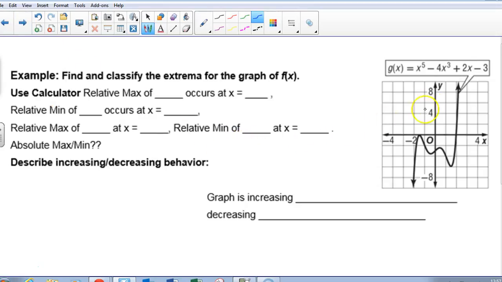All right. We're going to graph this in our calculator, and we're going to calculate all these maxes and mins, and there's a bunch of them on this graph. Okay? So type that in your calculator, and we're going to find all those maxes and mins.